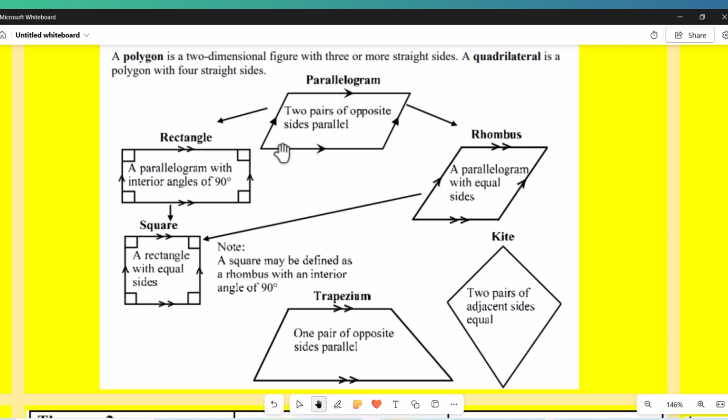Now, look at the rectangle. In the rectangle, also, opposite sides are parallel and equal. What's the difference here? We have got 90 degrees, but we don't have 90 degrees in a parallelogram. I repeat, a parallelogram has opposite sides equal and parallel, which I think you can see. And a rectangle also has opposite sides which are equal and parallel. What's the difference here? We have got 90 degrees for the interior angles of the rectangle.